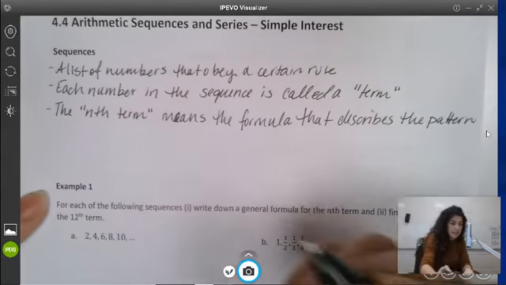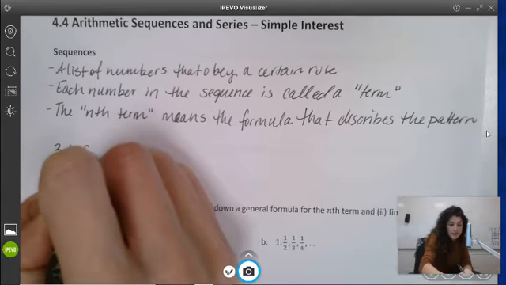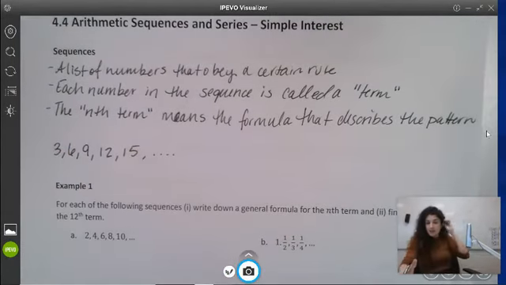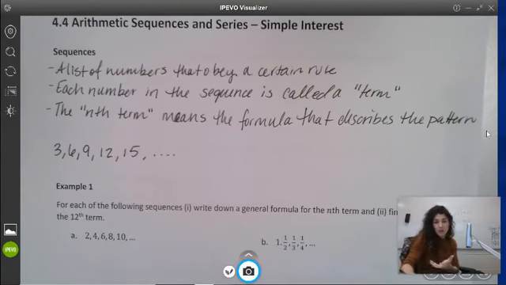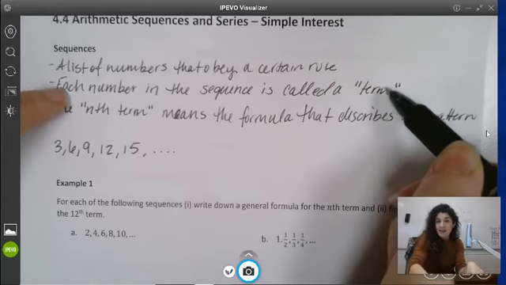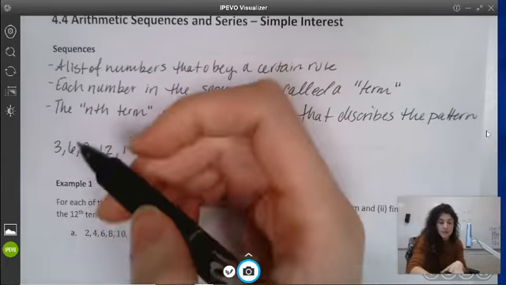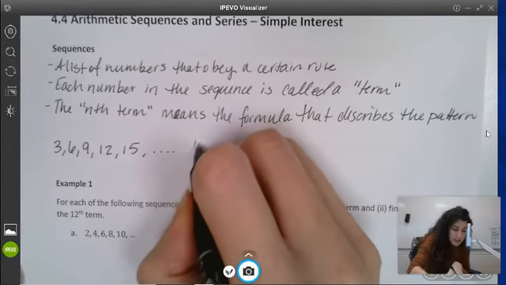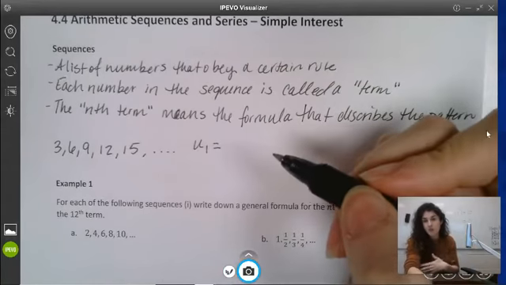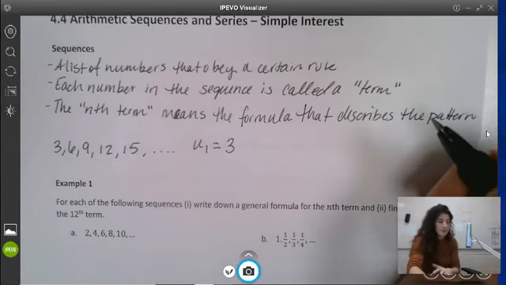So let's just look at an example of a sequence that could happen. A sequence example is 3, 6, 9, 12, 15. So that is a sequence. It's a sequence of numbers and it follows a certain pattern. Applying some of the things we just talked about, each term. So the first term is 3. How we represent the first term is u sub 1. U sub 1 is the first term in the sequence. And in this case, u sub 1 is 3.